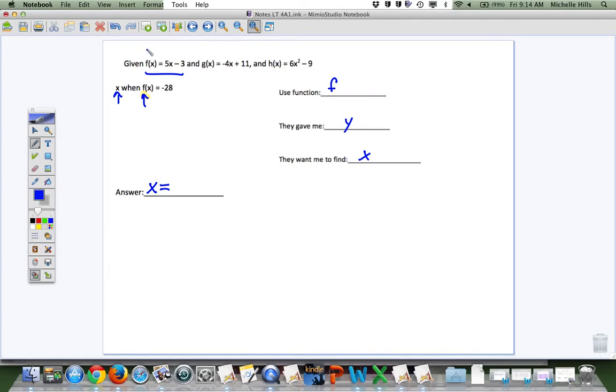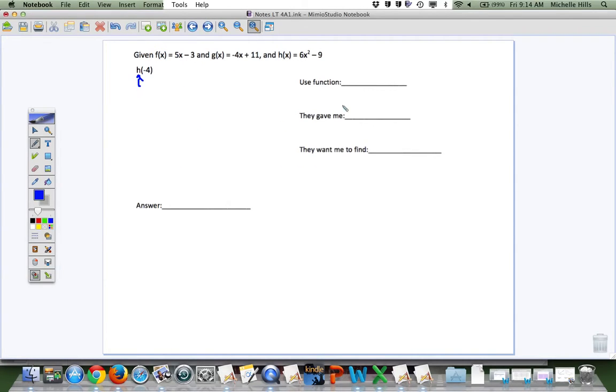And remember, this equation could be y equals 5x minus 3 if it was the only equation in the problem. Oh, they gave me y. So negative 28 equals 5x minus 3. I would add 3 to both sides and get negative 25 equals 5x. Then I divide both sides by 5 to get x equals negative 5.